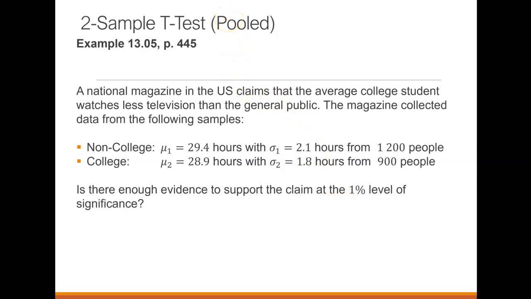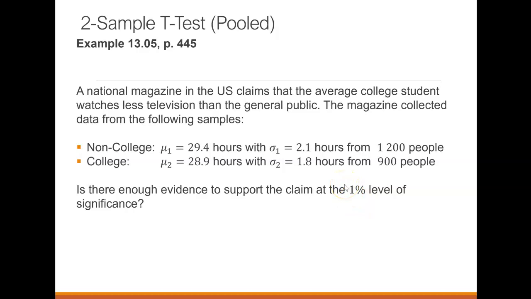So let's do another example. It says a national magazine in the U.S. claims that the average college student watches less television than the general public. The magazine collected data from the following samples: non-college with a mean of 29.4 hours of television and a standard deviation of 2.1 hours, and the sample there was 1,200 people. And our college mean was 28.9 hours, a standard deviation of 1.8 hours, and a sample of 900 people. And we want to test this with a 1% level of significance.